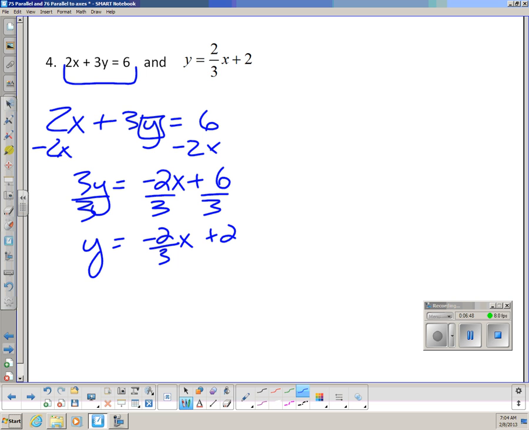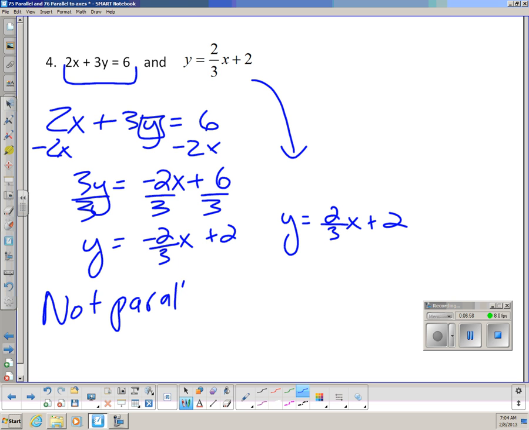So now comparing that to y equals positive 2/3 x plus 2, these are not parallel. This might be a little tricky, but the slopes, although they have the fraction 2 over 3, one of them is positive and one of them is negative. So one of the lines is going to go up, and one of the lines is going to go down. So not parallel, slopes are not equal.